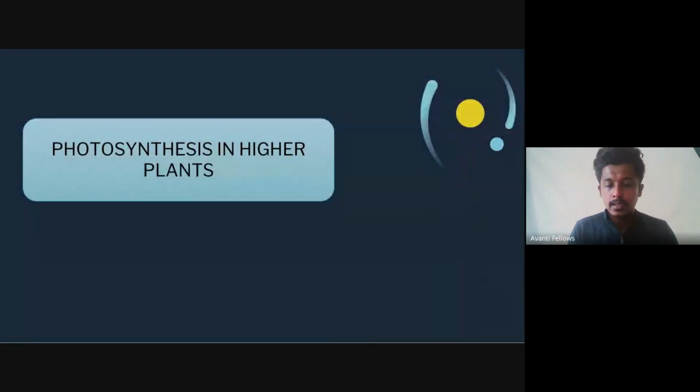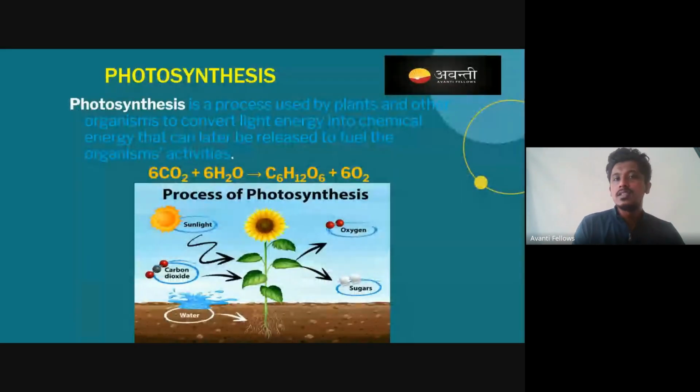Photosynthesis in higher plants. So we know that photosynthesis, photo means light, synthesis means production. So using light, all the autotrophic plants, especially photosynthetically autotrophic ones, know how to convert this light energy into chemical energy. The proper representation of photosynthesis is that we need carbon dioxide and water, and then eventually it gives rise to the formation of glucose, and oxygen is evolved as a byproduct.